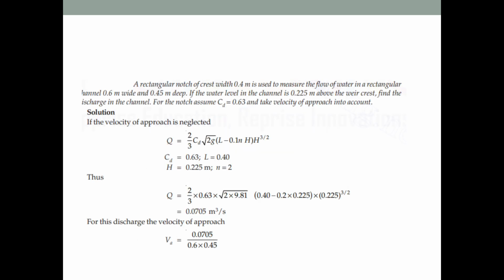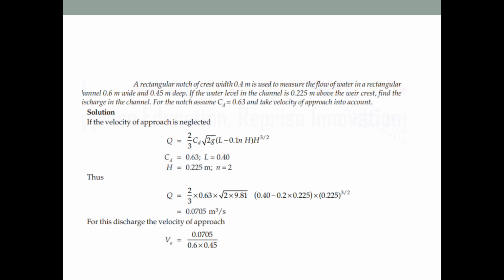Next one, a rectangular notch of crest width 0.4 meter is used to measure the flow of water in a rectangular channel. Its width is 0.6 meter and its depth is 0.495 meter. If the water level in the channel is 0.225 meter above the weir crest, find the discharge in the channel. We are assuming CD is equal to 0.6.